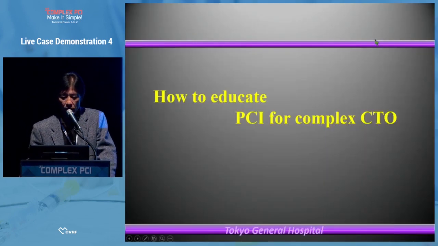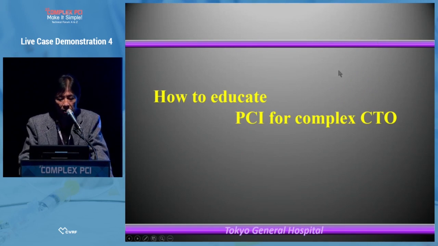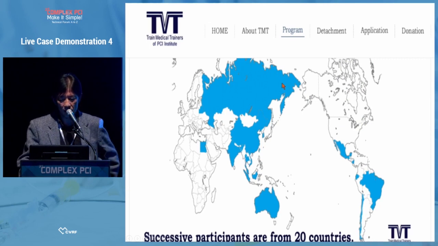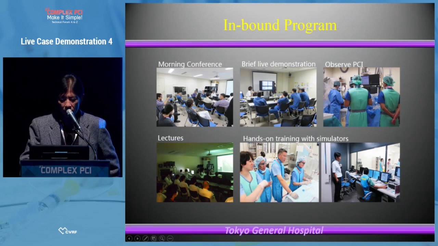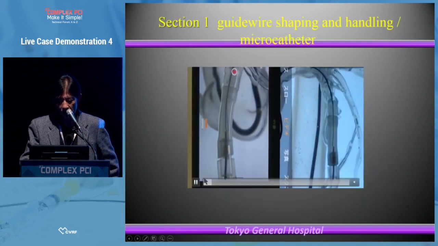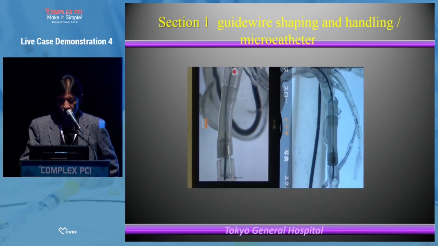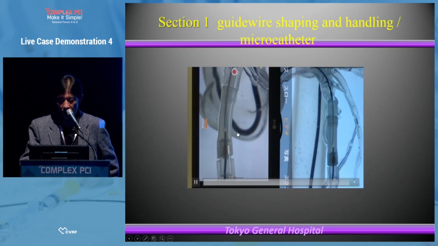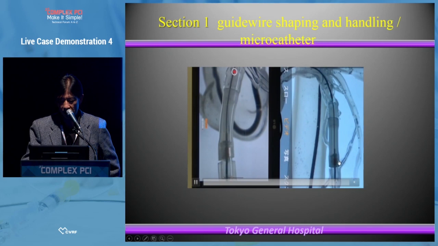And finally, I will talk about how to educate PCI for complex CTO. I already have NPO organizations. I try to train young doctors from foreign countries, including Japanese doctors, and make better models. This is an antegrade frontal and lateral view, a two-dimensional wiring model. The wire goes into the subintima space, but then comes back and tries to get into the CTO lumen. Now it has successfully passed.